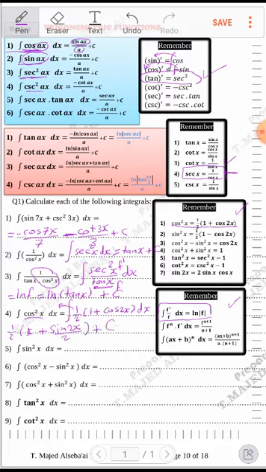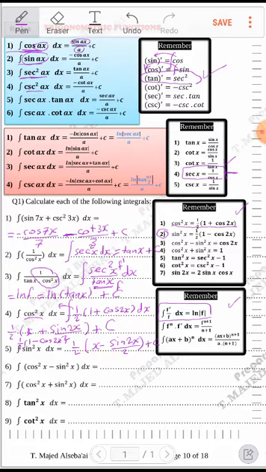Question 5. There is no integration for sine squared, so I will have to use rule number 2. Sine squared is half bracket 1 minus cosine, double the angle. We double the angle. So this will be half bracket 1 minus cosine 2x. Okay, now it's ready. The answer is going to be half, integration of 1 is x, minus integration of cosine is sine 2x over 2 plus c.